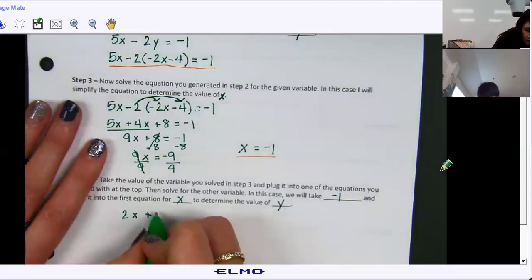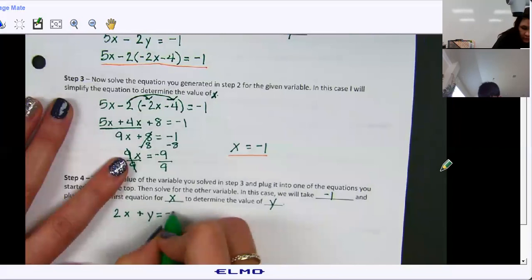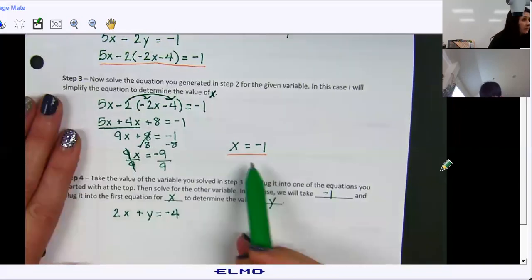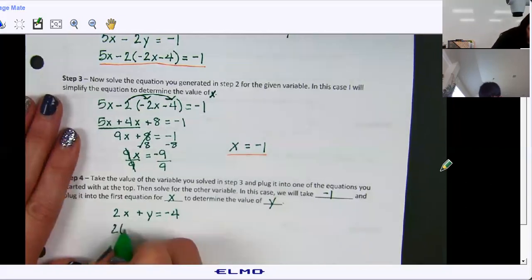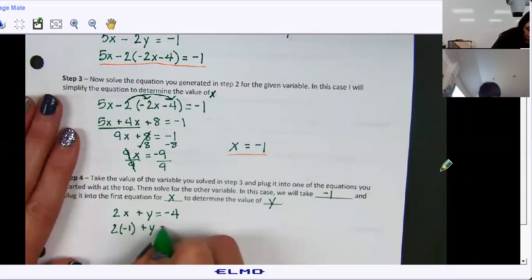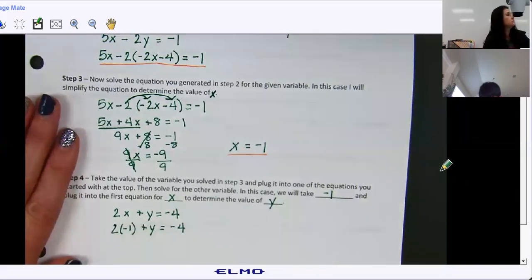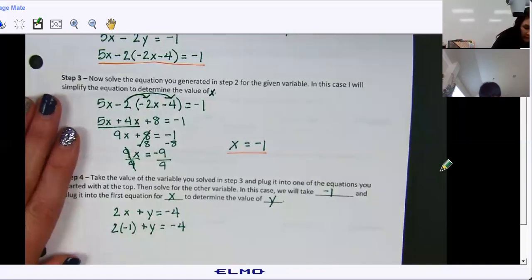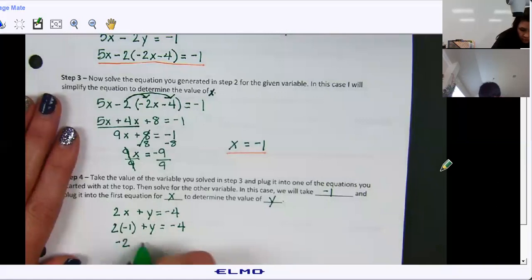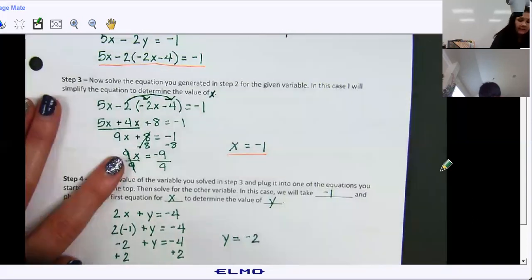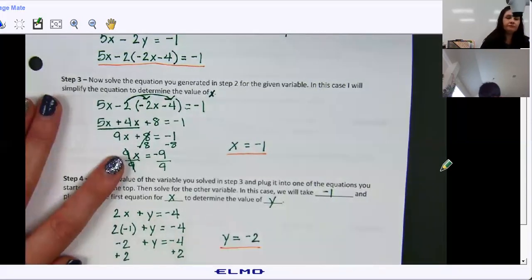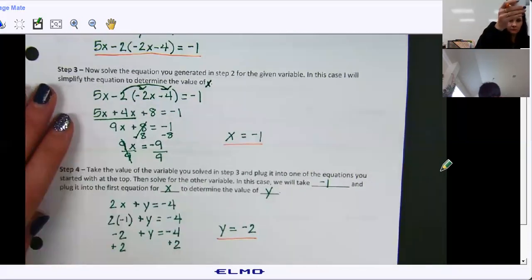Plus y equals negative 4. And since we already have the value of x, I'm just going to substitute negative 1 where the x is. And we have 2 times a negative 1 plus y equals negative 4. And now I can solve for y. 2 times negative 1 is negative 2. And then I add 2 to both sides. And y equals negative 2. And so I found the second half of the ordered pair.